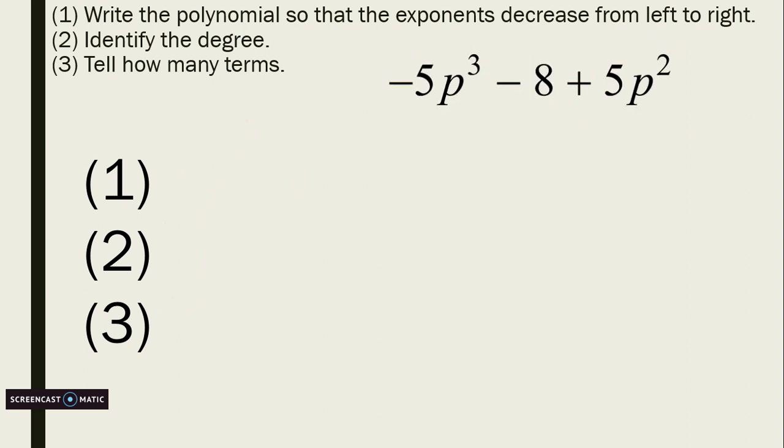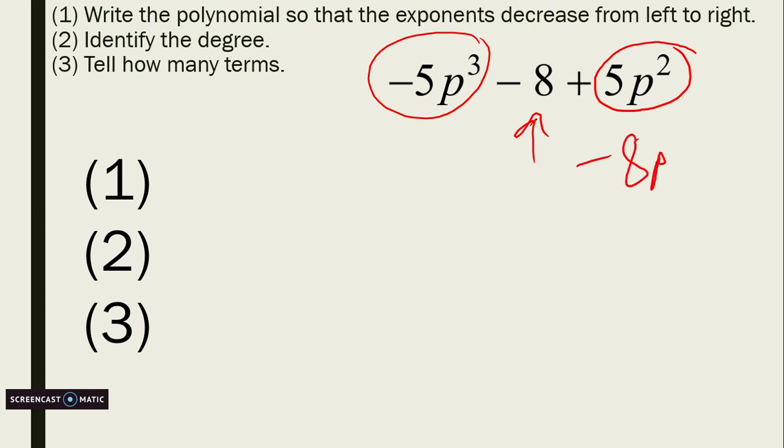Write the polynomial so that the exponents decrease from left to right. Here's my biggest exponent. Here's my next biggest exponent. Constant term is always going to go last because it's technically an exponent of 0. That would be negative 8p to the 0 power. That gives you 1, so you'll just have negative 8 there. Again, the important thing there is that the constant term is going to go last. So you've got negative 5p to the 3rd plus 5p squared minus 8.